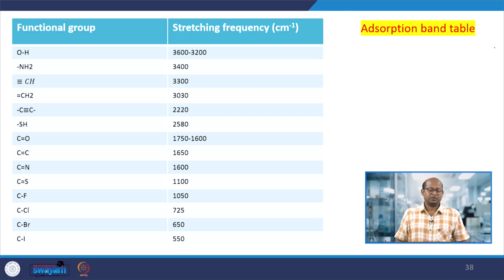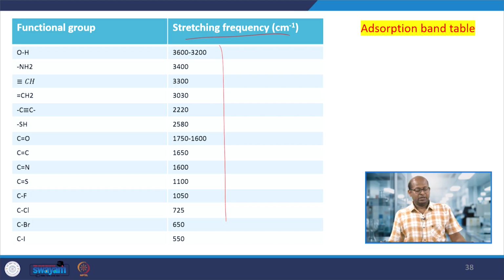Here different functional groups are shown, and the stretching frequency would be different depending upon those particular bonds and the compound. So depending upon the molecular structures and environments, the functional group stretching frequency would vary.